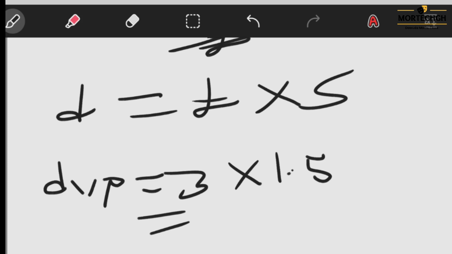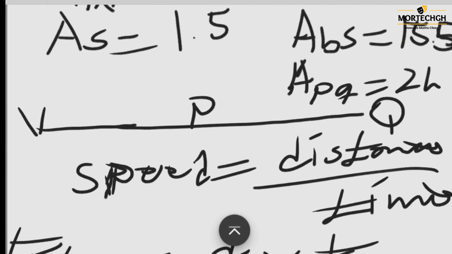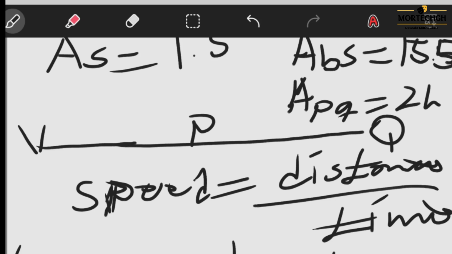3 times 1.5 will give you 4.5. So that's the distance from the village to Palmu, right? That's this distance, this 4.5 here. That's the distance from V to P.